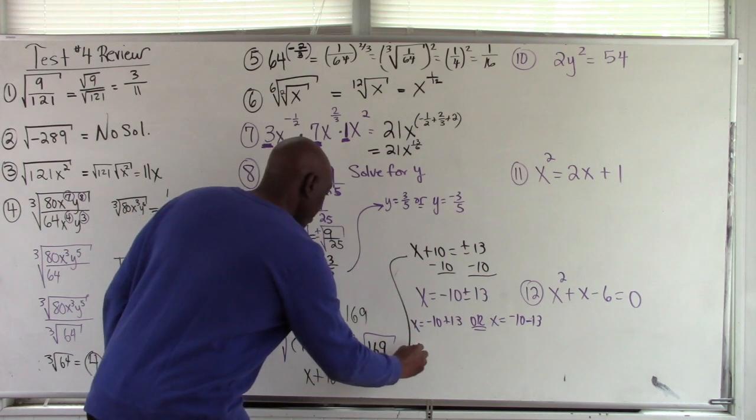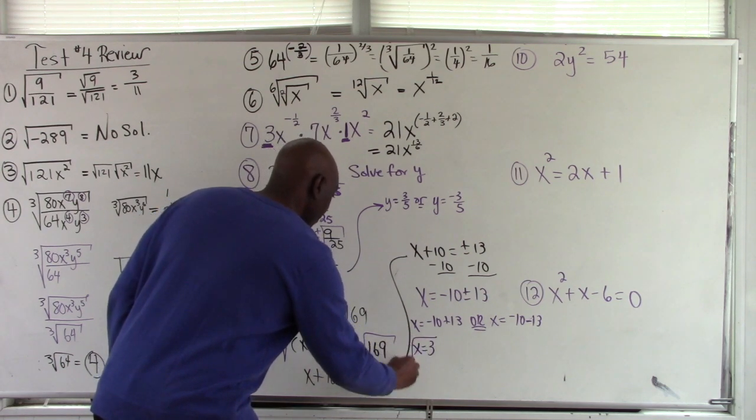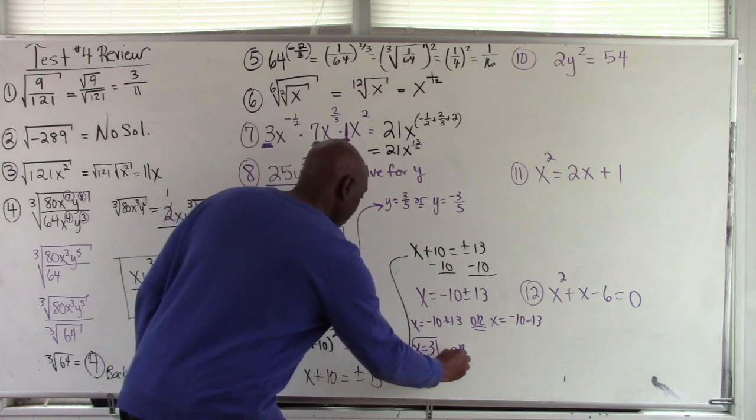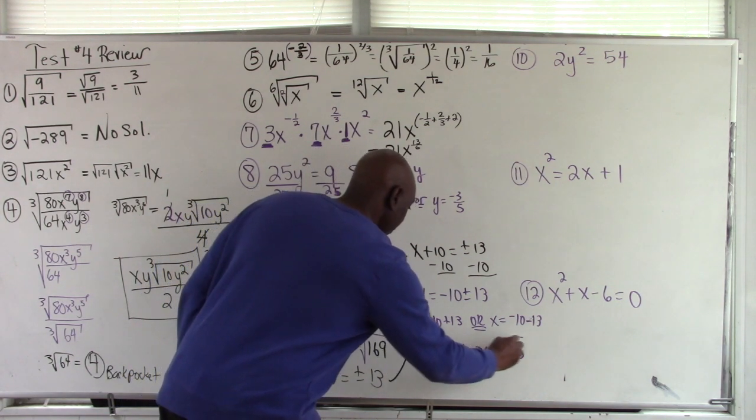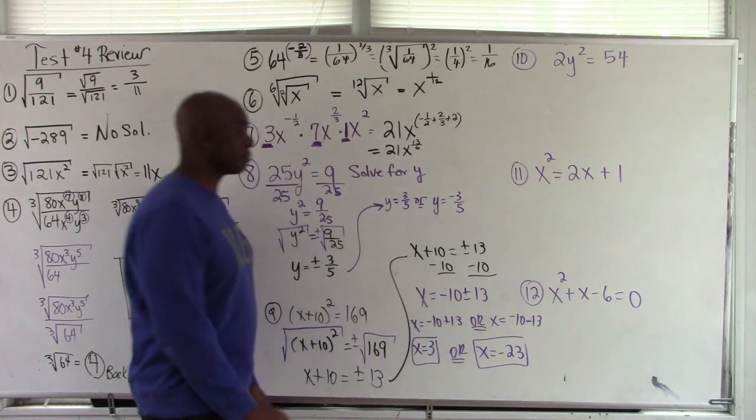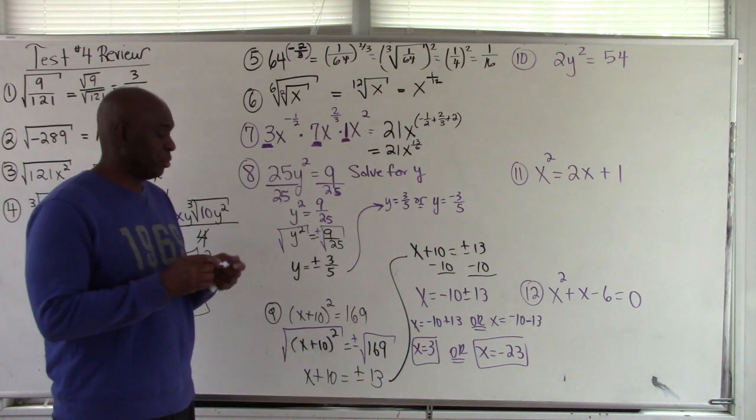Which means that x is going to equal 3, or x equals negative 23. All right. And those are your 2 solutions.